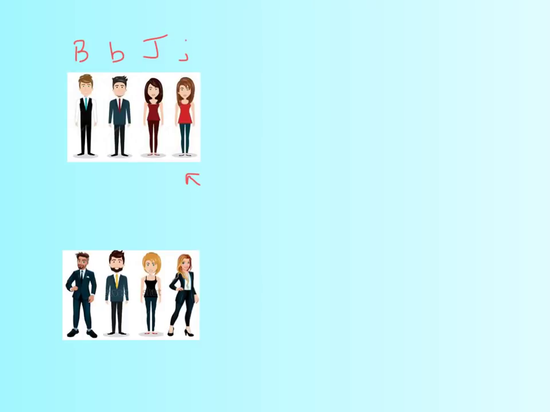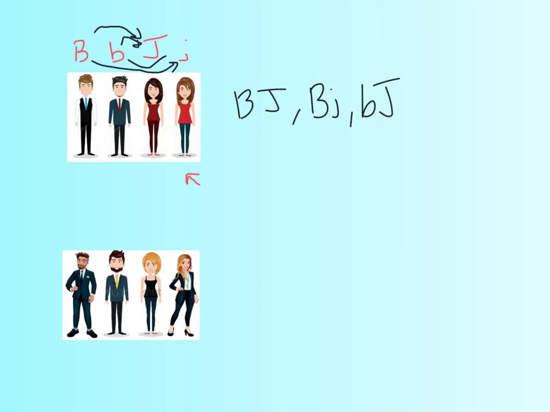Well, Bill can have kids with Jennifer. That'd be big B, big J. That's one way. Bill can also have kids with Jill over here. That'd be big B, little j. Now, that's it for Bill. I mean, Bill can try to have kids with Bob, but it's not going to work. So let's go to Bob. Bob can have kids with Jennifer. That would be little b, big J. And the last one is Bob can have kids with Jill. That'll be little b, little j.